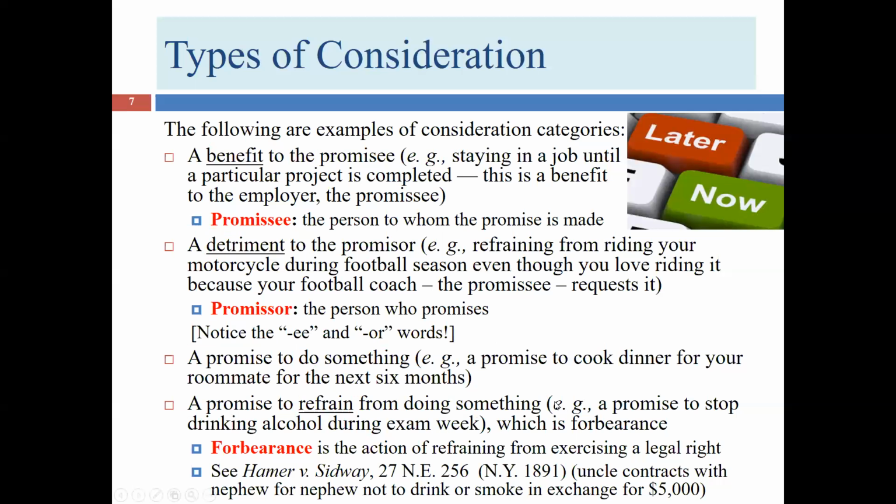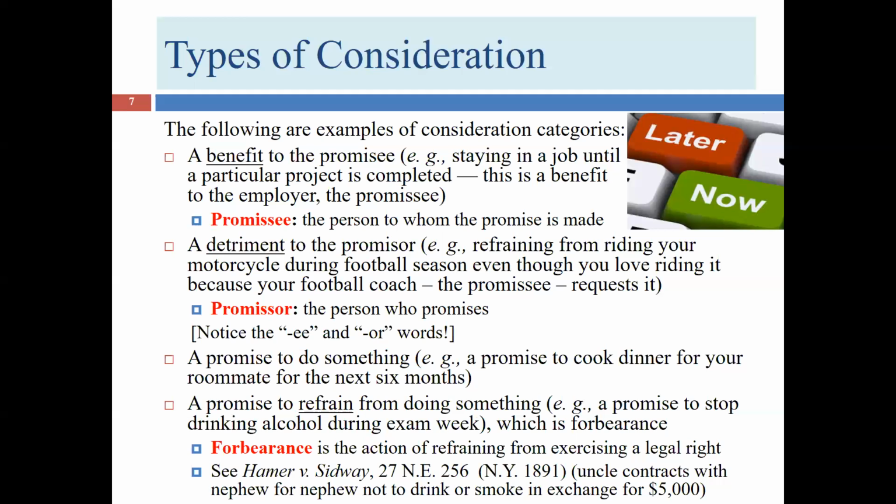So let's look at the fact pattern to get a better feel for what's going on here. In this case, the uncle, apparently he was a doting, if a little bit conservative, stickler type uncle. He wanted his nephew to be well behaved. And so he said to his nephew, if you will promise not to drink alcohol or smoke cigarettes for a period of time, I will give you $5,000. Well, of course, $5,000 was a lot of money back in 1851. And so the nephew says, sure, uncle, I will be willing to do that. And in fact, the nephew did do that. He refrained from drinking or smoking for the period of time that he was supposed to.